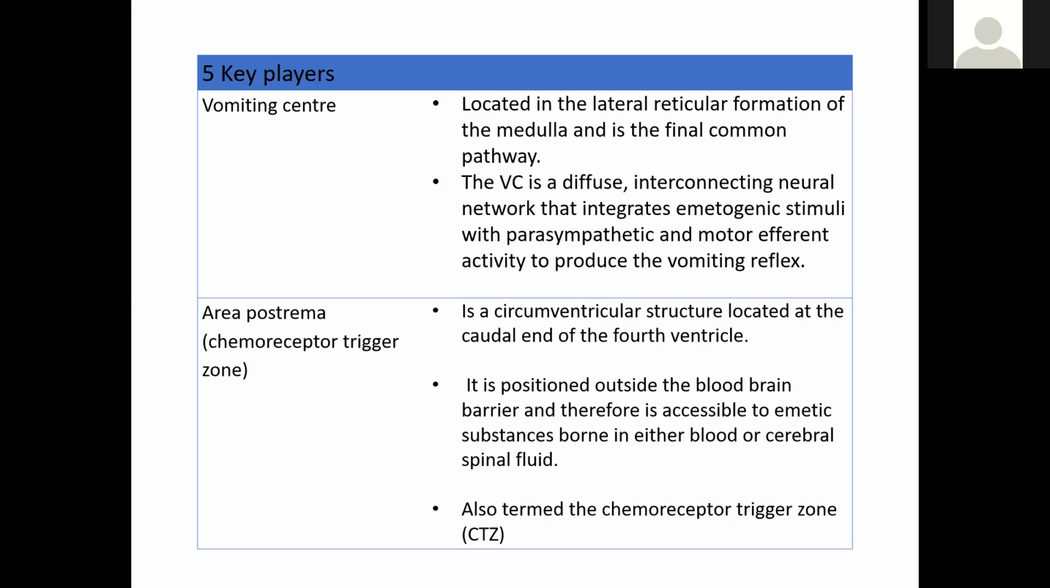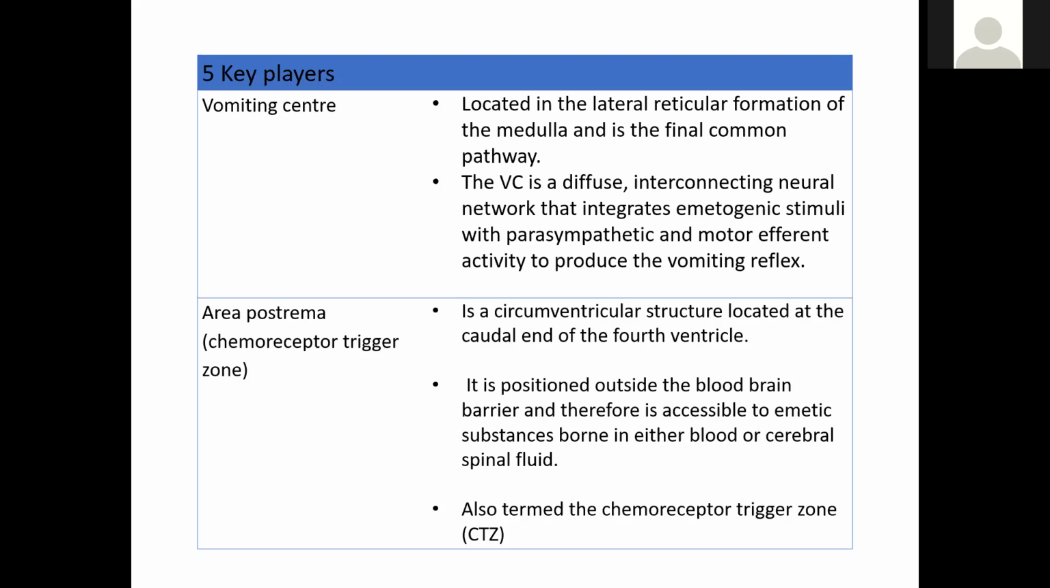So we know that it is located in the medulla and it is a final common pathway for all other centers. And it is an interconnecting neural network. So it will integrate all the vomiting stimuli with the parasympathetic and motor efferent activity and will produce a vomiting reflex. You don't have to remember all the details, but just remember that it is a final common pathway for all the other vomiting pathways.